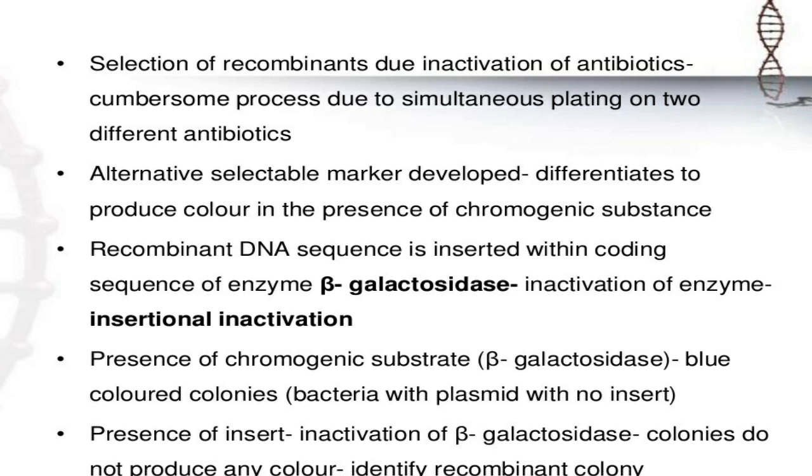In the presence of a chromogenic substance, beta-galactosidase produces blue colored colonies, bacteria with plasmid with no insert. In the presence of an insert, beta-galactosidase is inactivated and colonies do not produce any color. This identifies the recombinant colony.